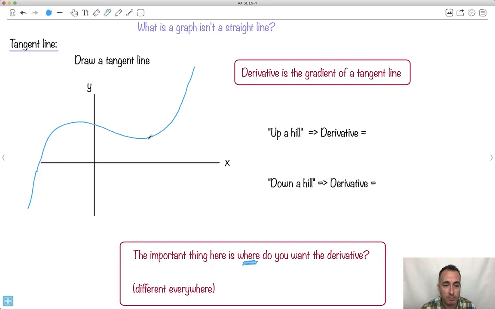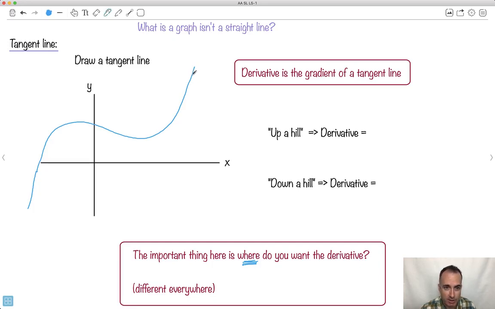Oh, now I'm at the bottom. Now I'm going up a hill and it's steeper. If you just think of it as that, you'll have a really good idea what to do. So if I want to draw a tangent line, I'm really asking, how steep is this hill right where I'm standing? Do you see it depends where I'm standing?